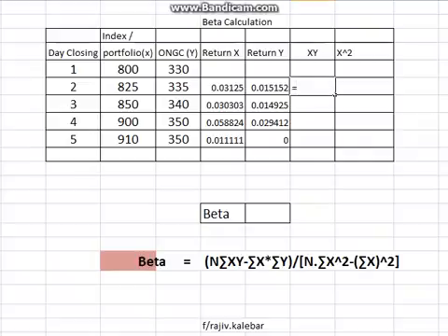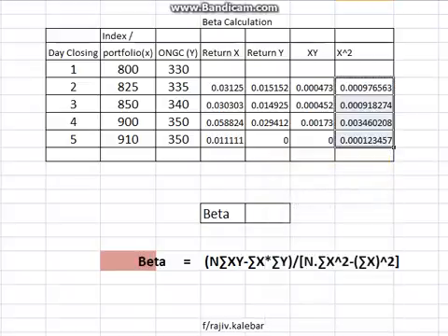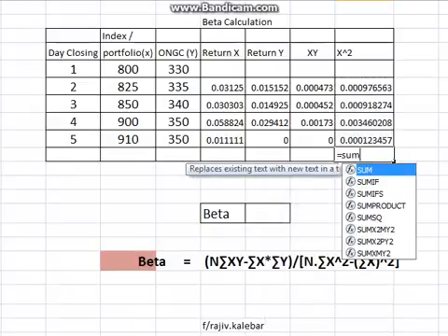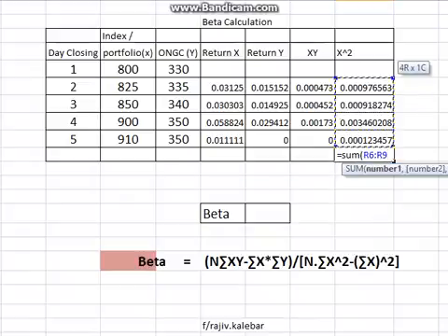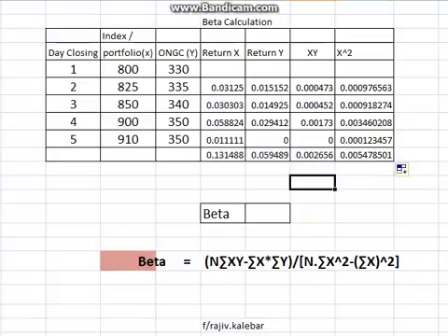Next is nothing but return of x into return of y. I did it in reverse, but in multiplication you get the same answer. The last one is return of x whole square, which is nothing but return of x into return of x. I get the results of it. Then I do the sum of them, which is called summation. Now I drag it to the remaining ones, so I get the answers.